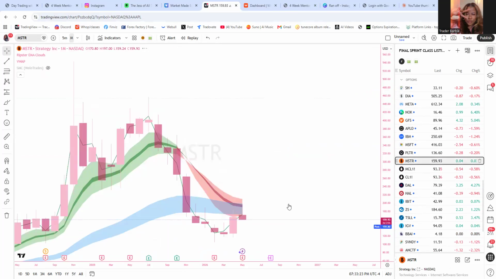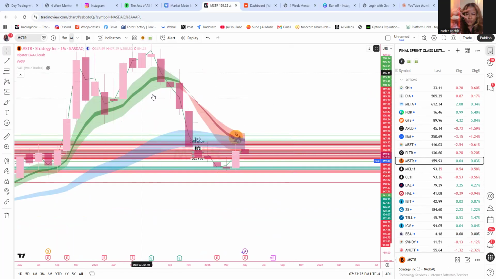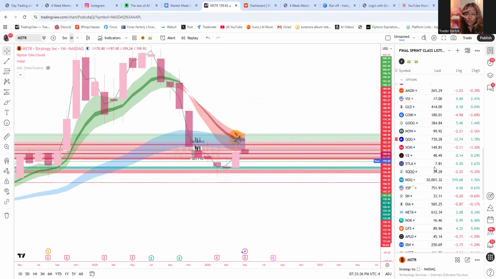Let's look at MSTR. MSTR, she's a little bit confused. She came down and now she's trying to go up and she's being pushed back down again. I would not be surprised if MSTR does not revisit this low. Not really interested in her unless I'm doing a quick intraday scalp.